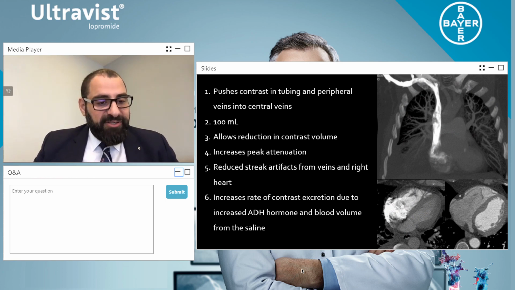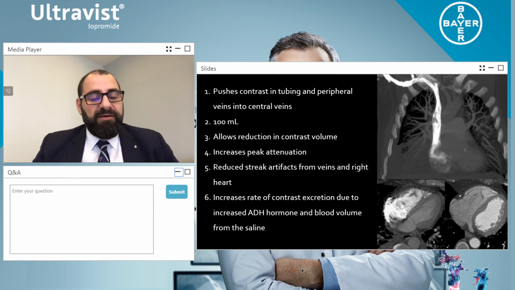I now have a question from Xiao Quan Zhu. Does the 100 ml saline go before or after the contrast agent? Excellent question. It must always go after the contrast agent, because remember, we're trying to push the contrast into the right places. So excellent question. Thank you so much.